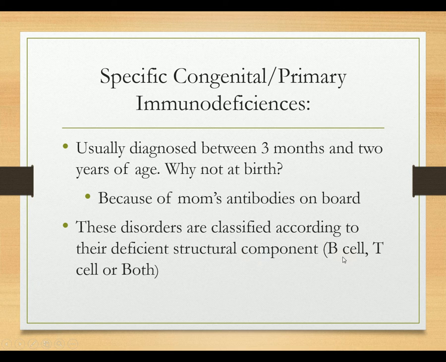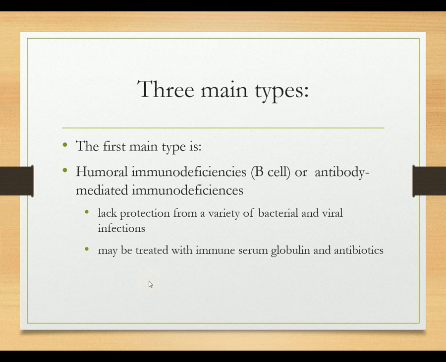If the B cells, that would be humoral, T cells, cellular, or unfortunately, they could have a deficit of B cells and T cells both. So there's 3 main types.